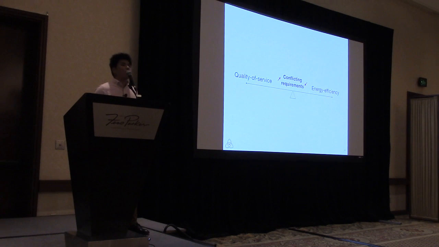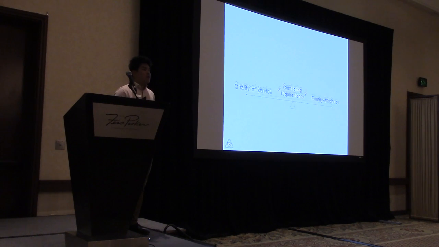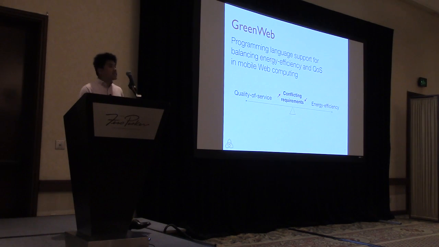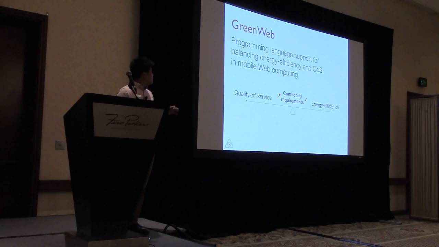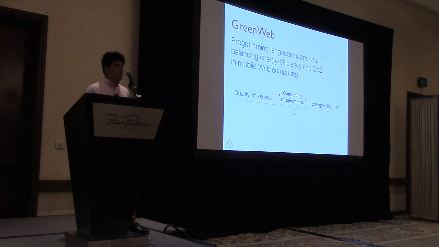And these are the two requirements that are most often conflicting with each other and they create tension. And what a mobile developer really wants to be able to do is to make calculated trade-offs between QoS and energy efficiency. So we propose GreenWeb, which is a set of programming language extensions that will help mobile developers balance between energy efficiency and quality of service in mobile web computing.